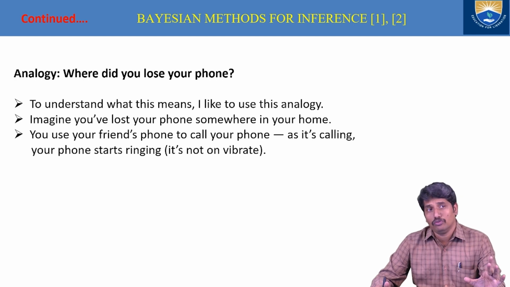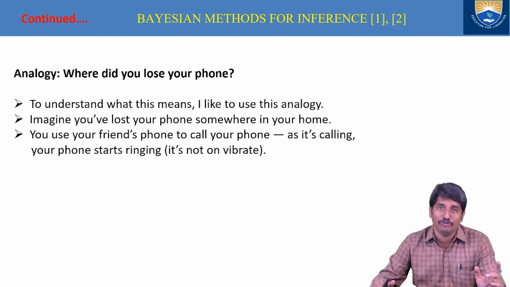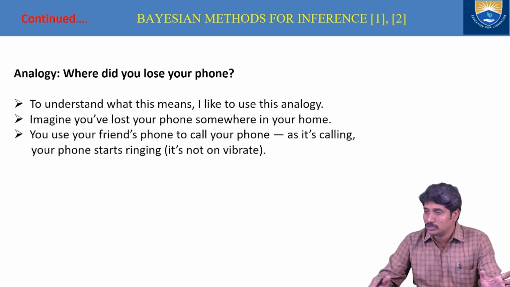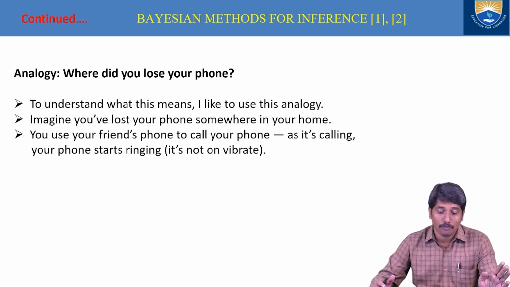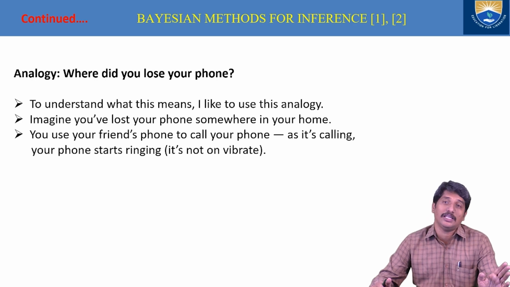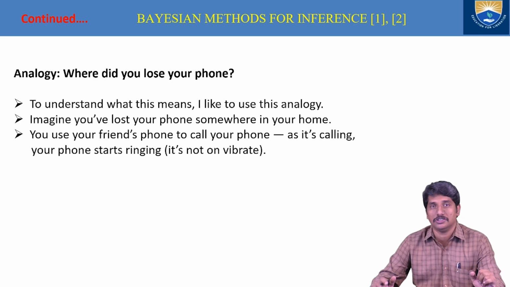Suppose you lost your phone. You have forgotten your phone and you are in a hurry to come to college, but you're searching and not able to find it. In that instant, where did you lose the phone? That is the question. To understand what this means, I like to use this analogy. That means he's giving a beautiful analogy which helps you understand the difference between frequentism and Bayesianism.